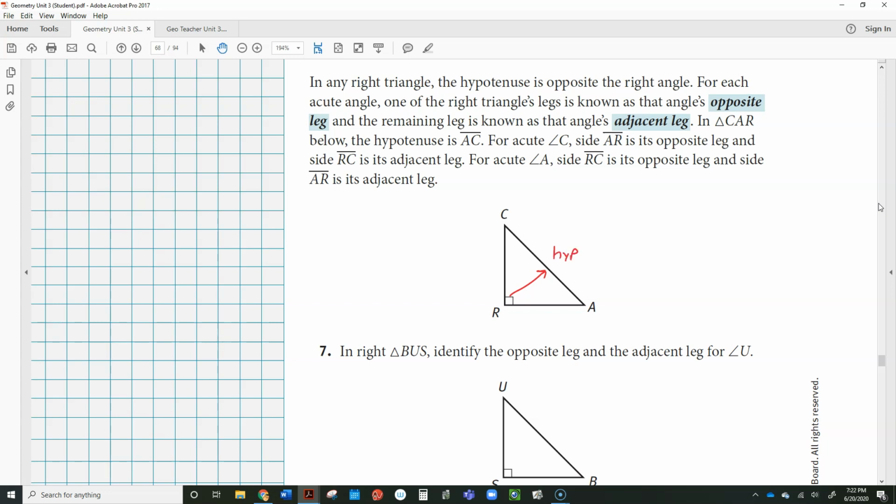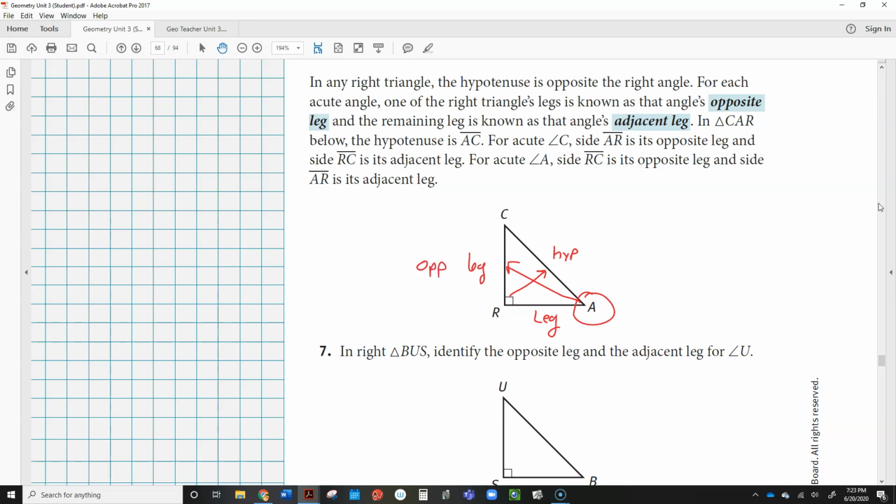So the hypotenuse is always called the hypotenuse. But the other 2 sides are legs, okay? And so this is a leg and this is a leg. But we have to talk about these so that we can distinguish them. And the way that we distinguish them is based on what angle we're referencing, okay? So in this triangle right here, for angle A, if I'm looking at angle A, the leg that's opposite angle A, we call this the opposite leg.